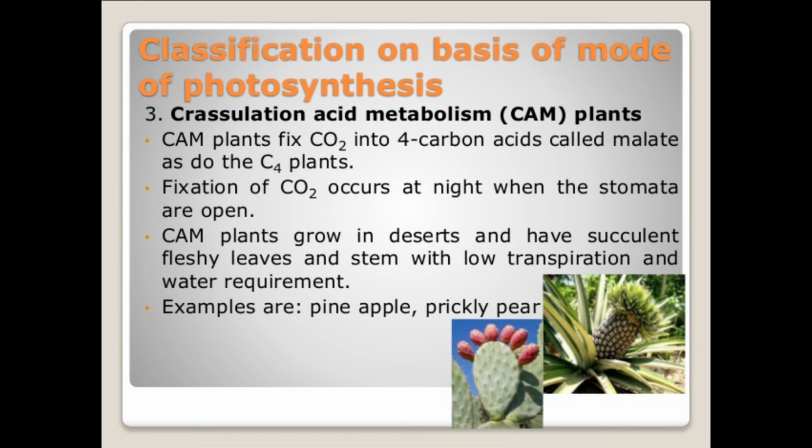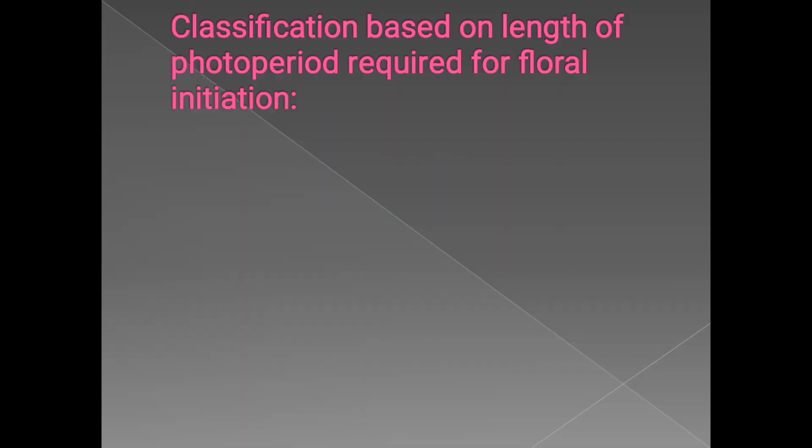Then CAM plants. CAM means crassulacean acid metabolism. CAM plants fix the CO2 into a 4 carbon acid called malate, as do the C4 plants. Fixation of CO2 occurs at night when the stomata are open, and CAM plants grow in the deserts and have succulent fleshy leaves and stems with low transpiration and water requirement, and their examples are pineapple or prickly pear.